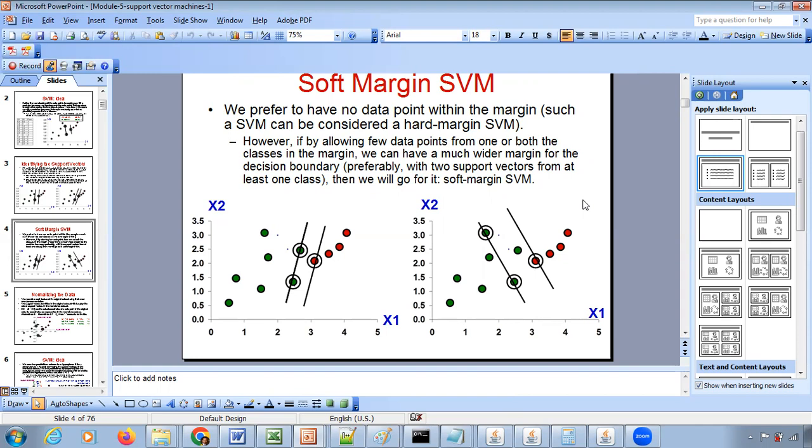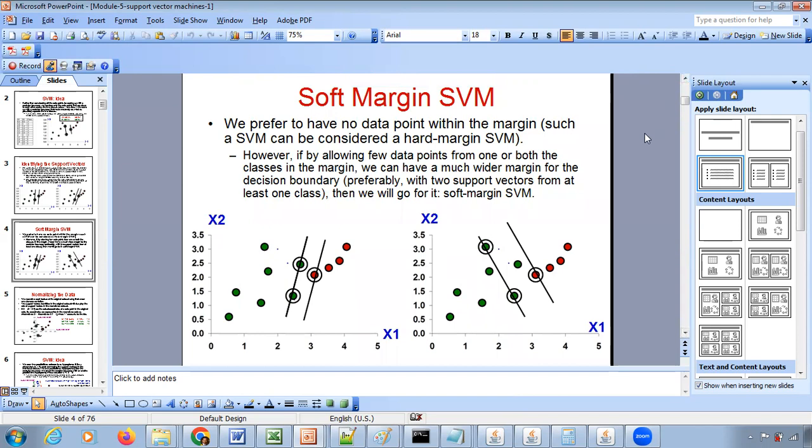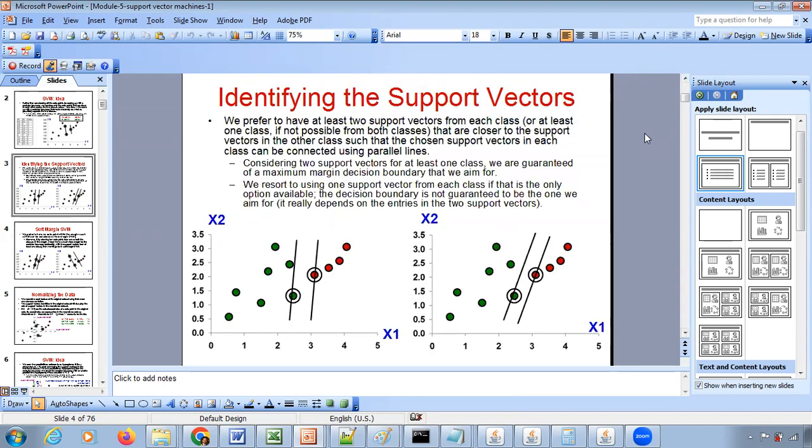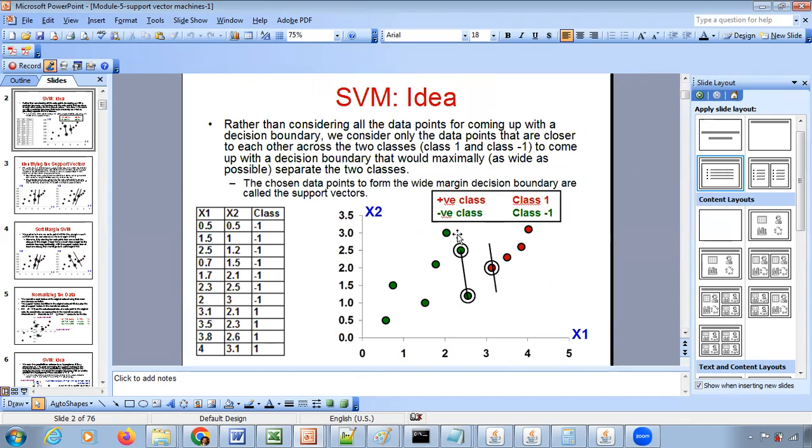Now, so far I said we need to have the support vectors be the data points that are closer to the other class. So this support vector is closer to this, this is also closer, and the red one is also closer to this. And in the previous example, these two support vectors are closer to the red class.